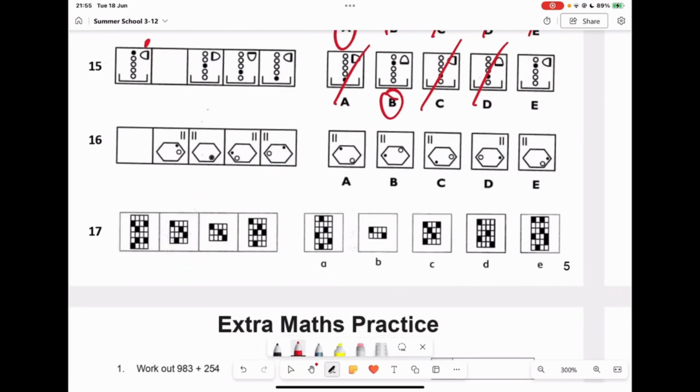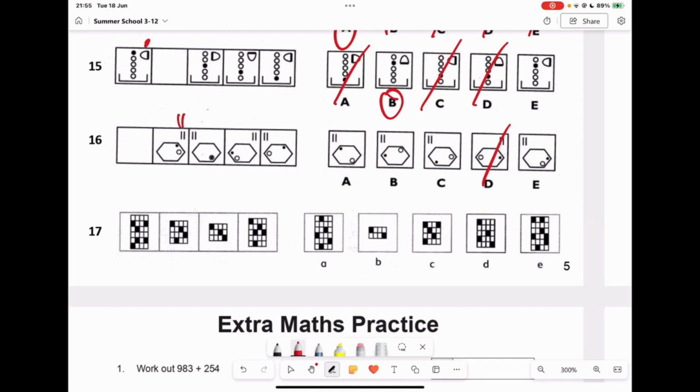Next is question 16. We can see that the two lines move from the top right to the top left, and that means that in our shape it will be in the top left, so it cannot be D. Okay, so now that we know that, we can also look at the hexagon.